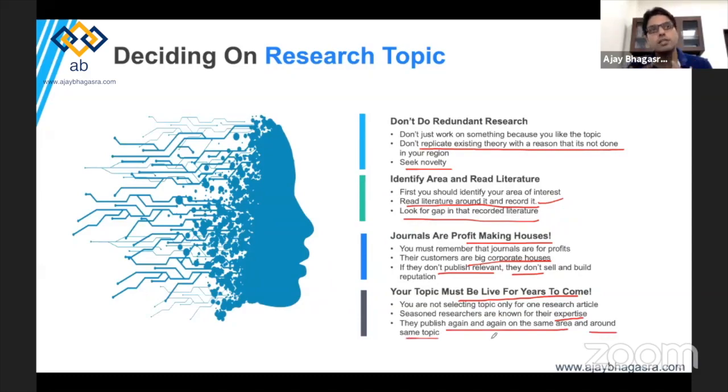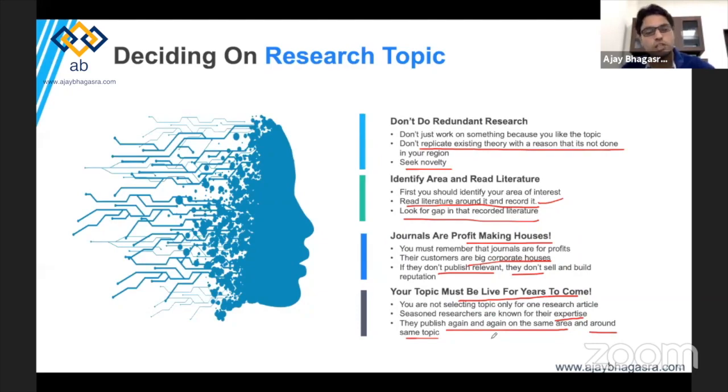So when you are selecting a topic, you're not selecting it for one article. If you're selecting a topic only for one article and then you say you will leave it, you are doing it wrong, my friend, because the coming times are going to be the times of expertise. You should invest yourself into a topic so that after 5 years, when someone looks at your profile, they say, oh, come on, he has published 10 papers on XYZ. That means he knows about XYZ.